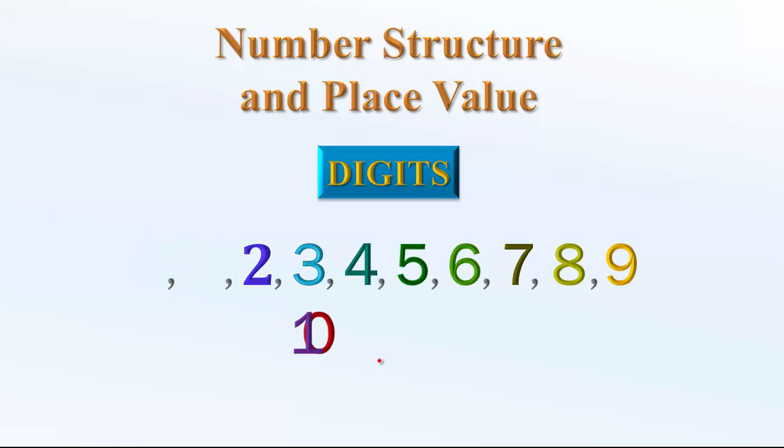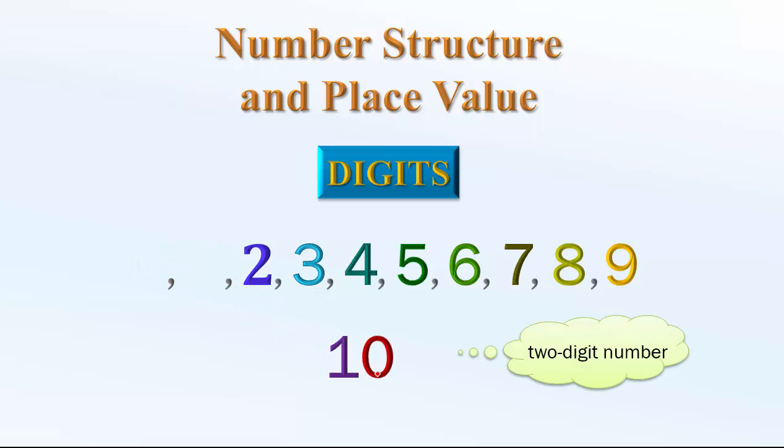For example, the number 10 is built out of 2 digits. That's a 2-digit number. Notice that 1 on the second place value, starting from the right to the left, doesn't really mean 1. It actually means 10, one ten. So the value of a number that we create depends not only on the digits that we use, but also on the position of those digits.